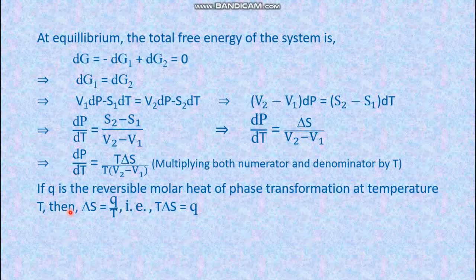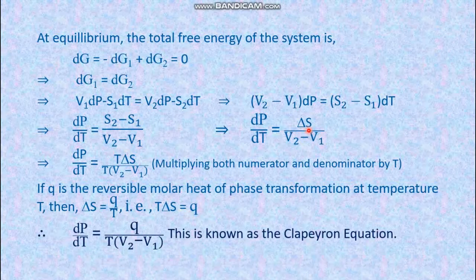In that case, we know from the second law of thermodynamics that delta S equals Q by T, or conversely T delta S equals Q. So in place of this T delta S, we may put Q, and thus we get the expression dP by dT equals Q divided by T into (V2 minus V1), and this is known as the Clapeyron equation.